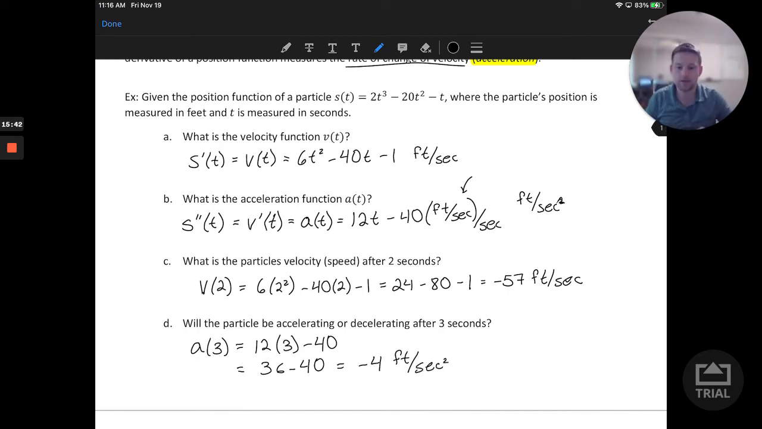And in this case, we would say the particle is decelerating at this moment in time because the acceleration is negative. So I would say that our particle is decelerating at 4 feet per second. In other words, its acceleration is negative 4 feet per second squared. So we would be decelerating at this moment in time.